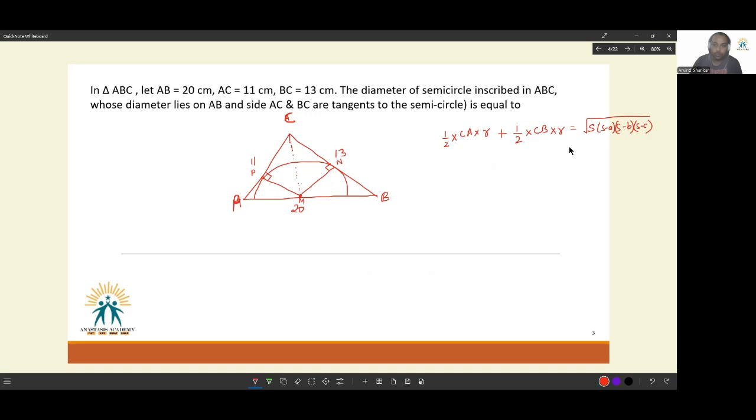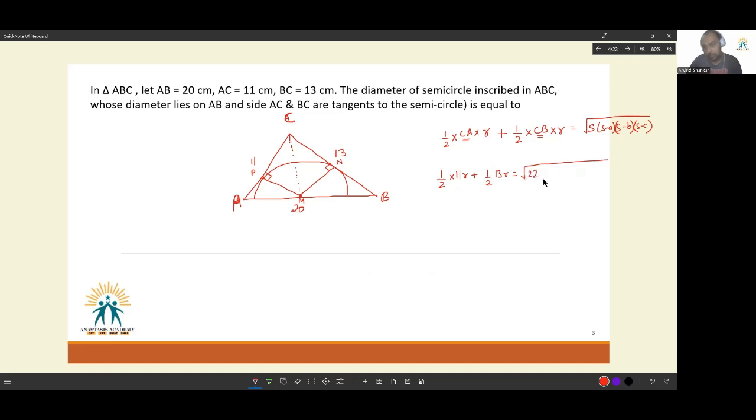So, see, CA is known, CB is known, and every term on the right hand side is known. The only unknown left in this expression is the radius. So we can proceed. So we will have half of 11R plus half of 13R is equal to, now S is the semi-perimeter. Semi-perimeter: 11 plus 13 plus 20 is 44. 44 by 2 is 22.